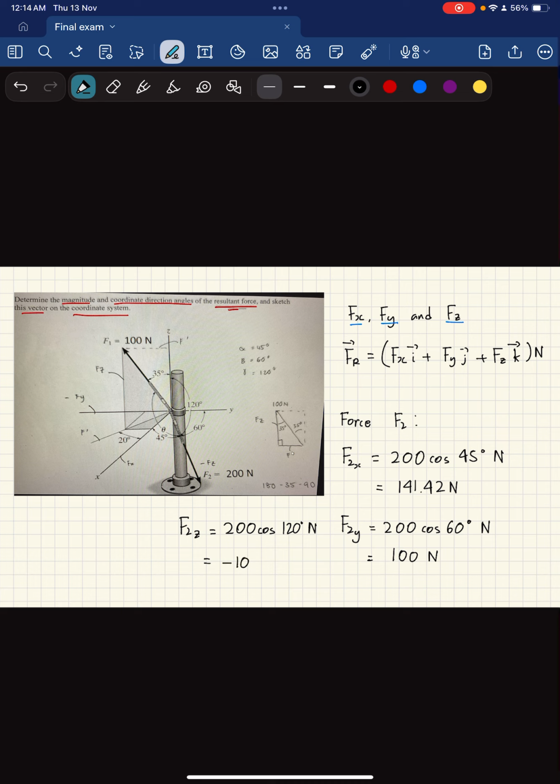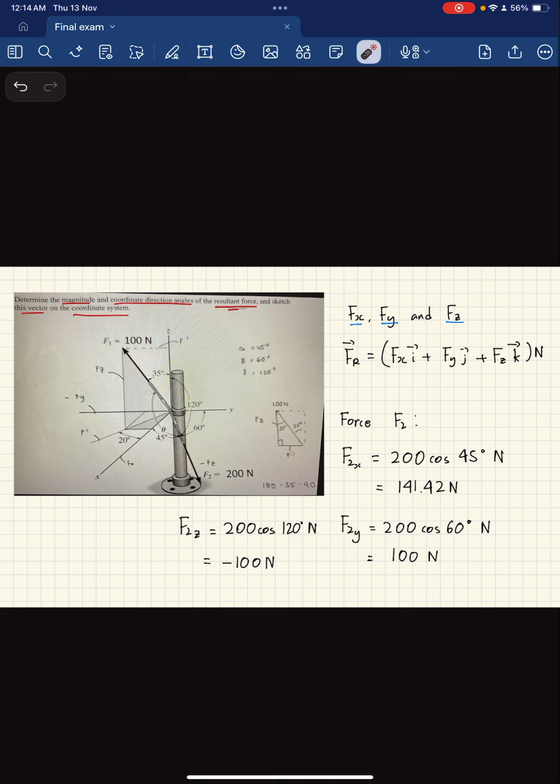So negative actually means it's going downwards. If I were to emphasize, negative 100 Newton means it would actually go in this direction. Because we associate the positive z-axis with going upwards, right? Similarly the x-axis is going out of the plane, or out of the paper, if you want to say it that way. And for the y-axis, if it's going to the right, of course it's positive. If it's going to the left, we know that is negative. So we're done for force F2.